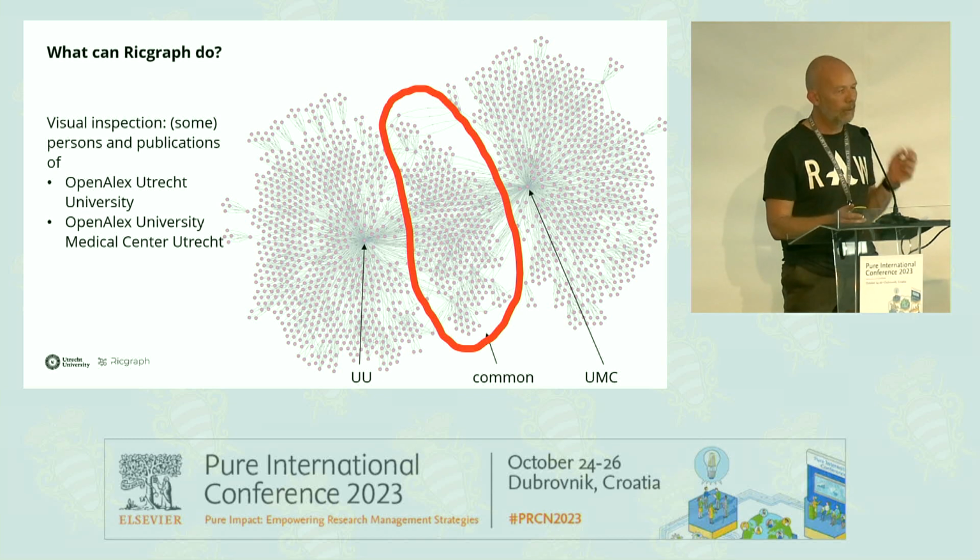This is an example of what you could do with visual inspection. On the left-hand side, you see a network of Utrecht University nodes. On the right-hand side, the medical center nodes, and there's some kind of overlap. You can zoom into that by clicking on a node and traverse through the overlapping research outputs and other stuff, persons, and so on. And this is what I use myself to identify, for instance, issues with registration in Pure.